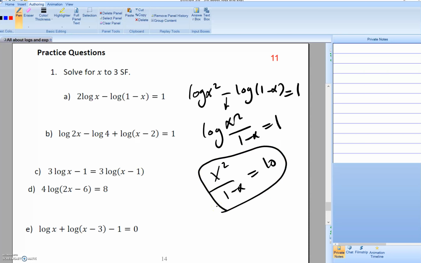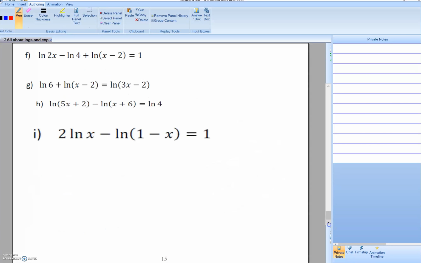So you use all the log rules. You go to multiplication if plus, you go to power if you have a coefficient, you go to division if you have minus, and then when you have just one log on one side, then you can use anti-log, so 10 power, in order to cancel. So if you have log, 10 power, or if you have ln, e power. So for these you do the same thing but e power.